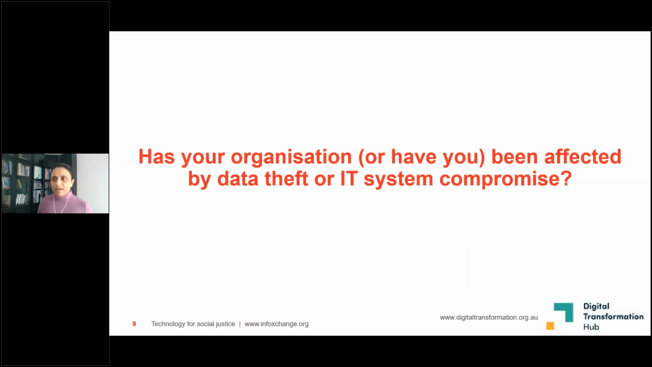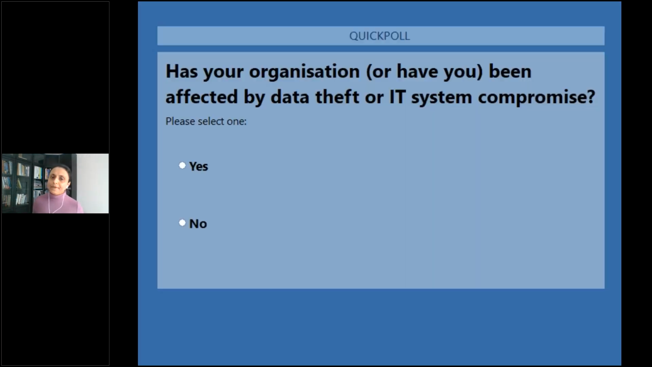Okay, now we've got a quick poll. Thank you, Grant, for popping the poll up. And the question is, has your organization or have you been affected by data theft or IT system compromise? So it's just a yes, no answer, just to get a feel for the audience and their experience with data breaches. So when you're ready, Grant, love to hear the responses.